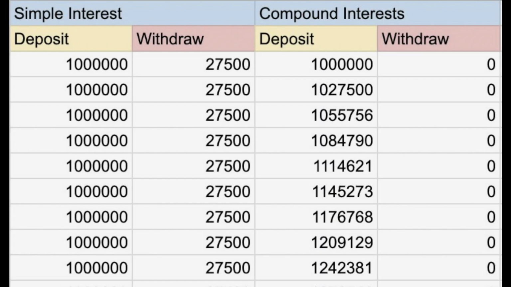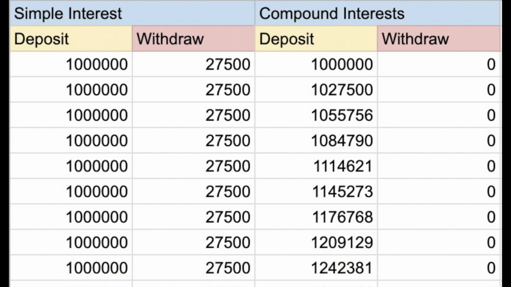Let's compare the two with the example I mentioned before. In the first month, we will receive the same amount of interest for both, namely the 27,500 we got before. However, for simple interests, the money will be withdrawn for use, which leaves 1 million in our savings account, while for compound interest, the money will be reinvested instead, meaning that there will be 1 million plus 27,500 in our savings account, which is 1,027,500. The next month, we will receive 2.75% of the money in our savings account, and as you can see, we will earn more for compound interests compared to that of simple interests.